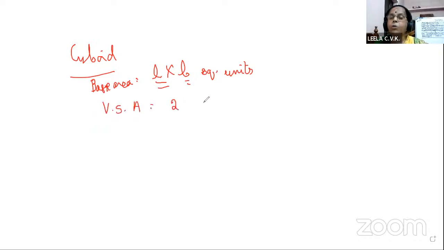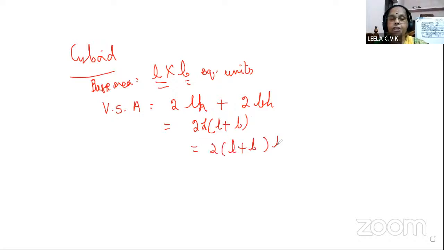So here, how many lengths were there? 2L into H and 2B into H. Or we can just combine this and write 2 into H into (L plus B). Or we can write 2 into (L plus B) into H. So what about this L plus B? What is it? 2 into (L plus B) for a rectangular block or the cuboid. Isn't it perimeter? Yes.